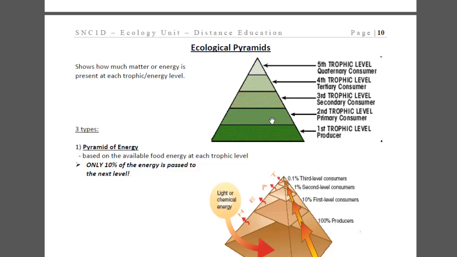So you have your producer, your primary consumer, your secondary consumer, tertiary, and then quaternary, which means fourth consumer on top of that. And that is the end of this lesson.